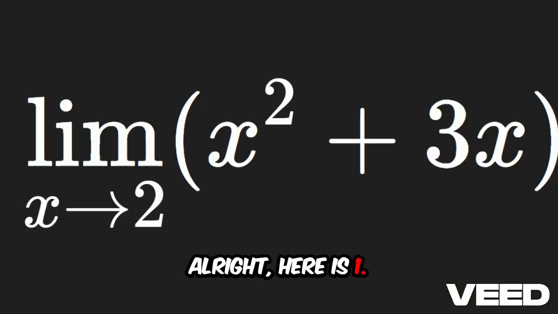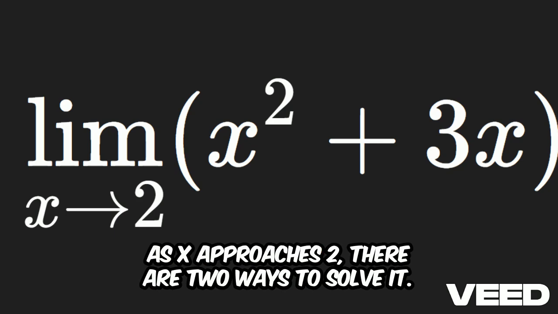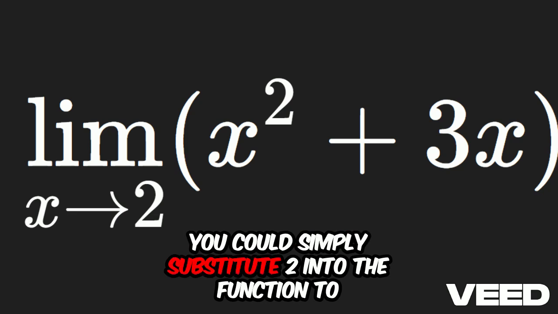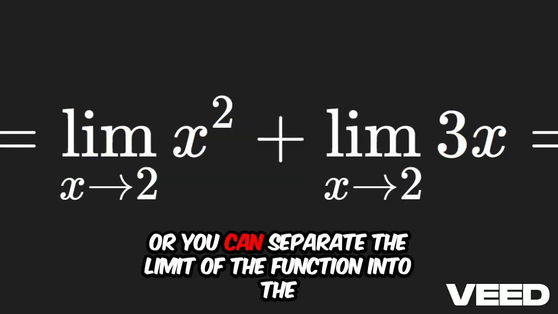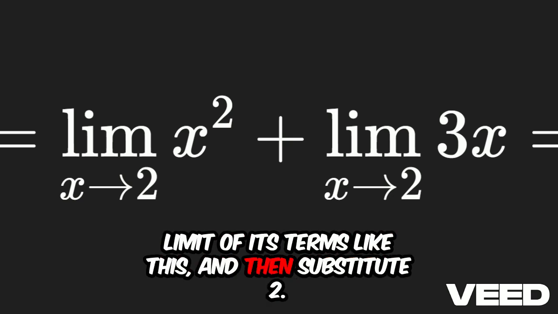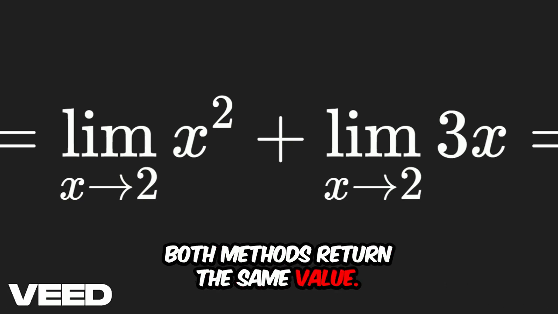All right, here is one. What is the limit of the function x squared plus 3x as x approaches 2? There are two ways to solve it. You could simply substitute 2 into the function to return the value of the function at that point. Or you can separate the limit of the function into the limit of its terms like this, and then substitute 2. Both methods return the same value.